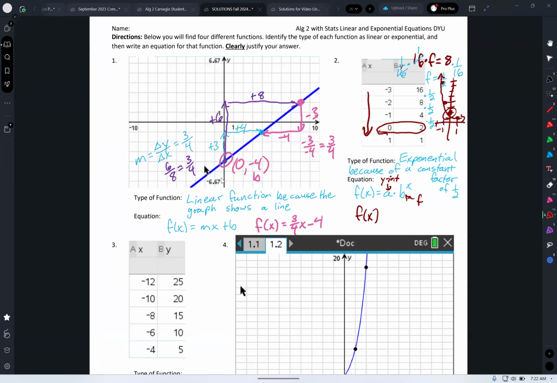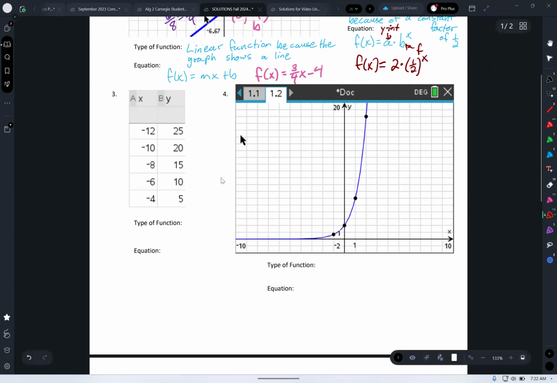But I also see that y-intercept too. So the y-intercept is 2. And we already found that constant factor of 1/2 raised to the x. Done with my equation.